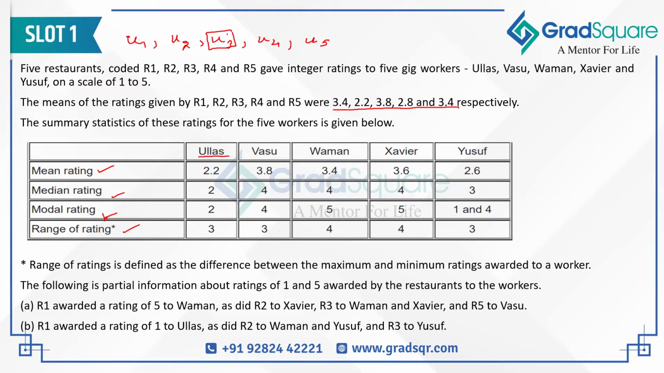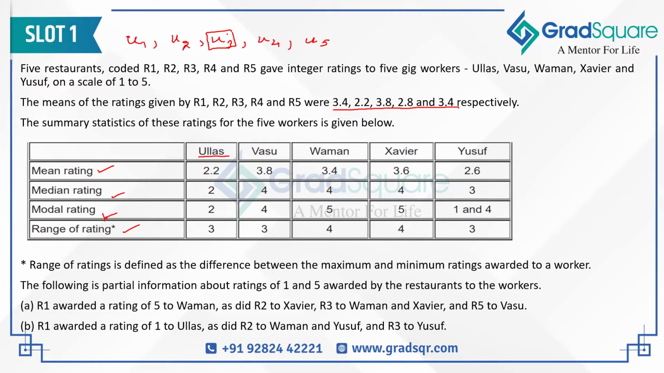Next, we have the modal rating. Now, modal rating or mode is basically the most frequently occurring number in a sequence. Most frequently occurring number means which number is present the maximum number of times among the 5 ratings given by the 5 restaurants. Now, if someone gets a different rating from each and every restaurant, suppose the 5 restaurants rate a particular worker 1, 2, 3, 4 and 5 respectively, then there is no most frequently occurring number. All the 5 numbers are occurring only once, so all 5 numbers will become the mode.